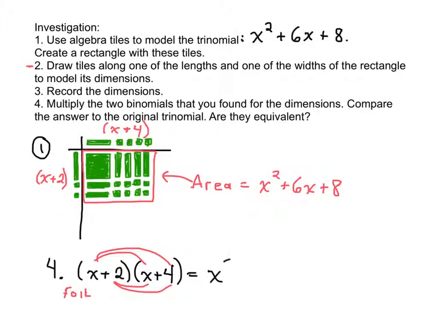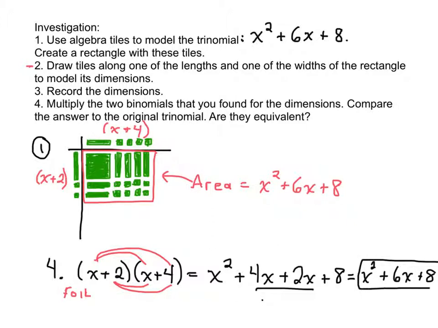X times x gives you x squared. X times 4 is plus 4x. 2 times x is plus 2x. And 2 times 4 is plus 8. If we gather and combine like terms there, we have x squared, and 4x plus 2x is plus 6x, and then plus 8 on the end.